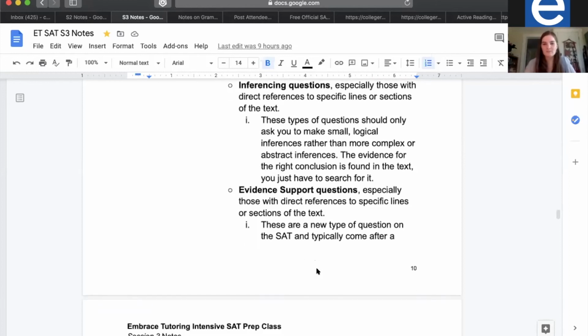Inferencing questions, again, all of these questions are going to be, especially if it's referencing specific lines or specific sections, okay?